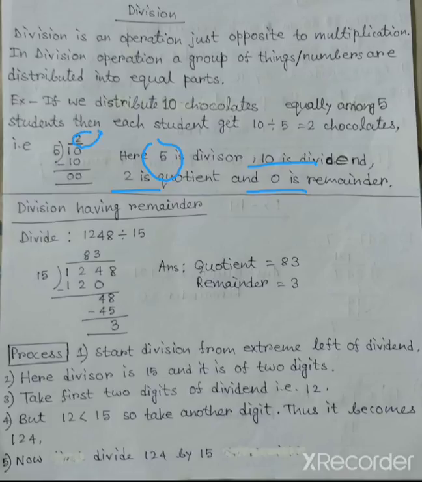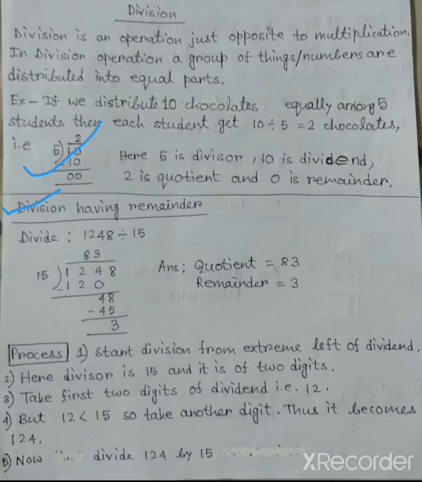Quotient 2 is written here, remainder 0 is written here, and 5 as divisor is written here, and 10 is the dividend. Now there are two types of division. One, division without remainder, and two, division having remainder. Division without remainder is this first division. Now I will explain division having remainder.